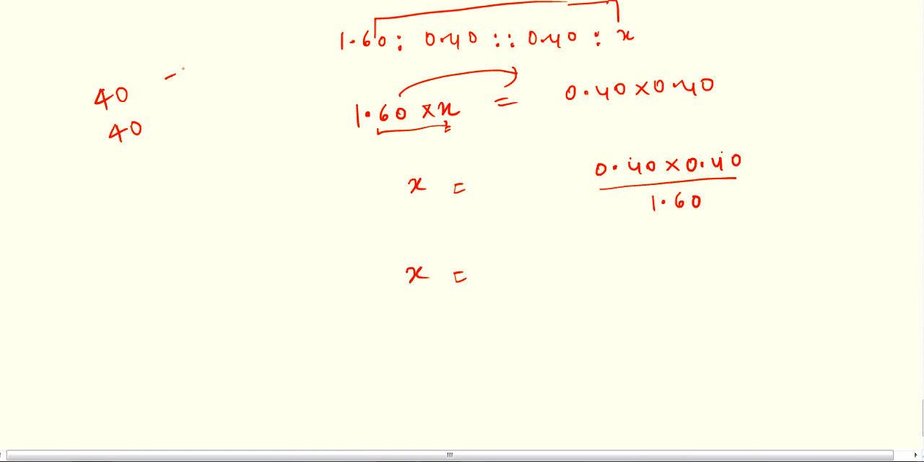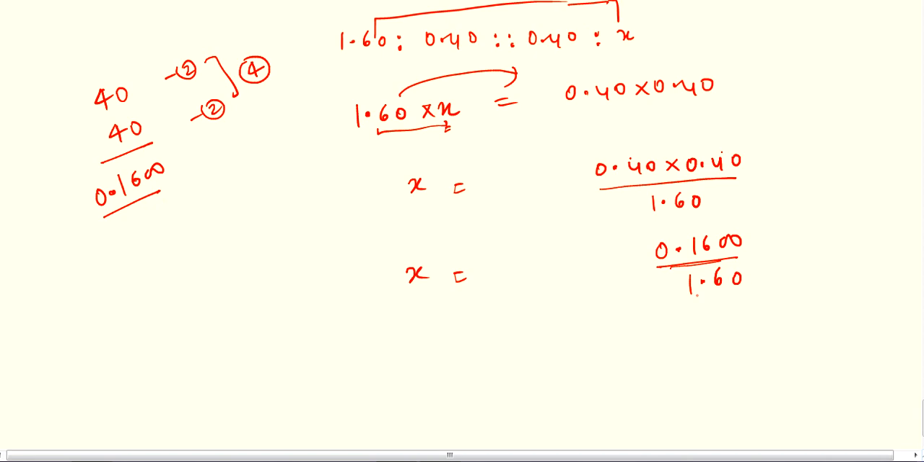40 times 40, with 2 places of decimal and 2 places of decimal, simply you will get 1600. Then 2 plus 2, 4 places of decimal. So 0.1600 divided by 1.60. Now the rule is to make your denominator decimal free.